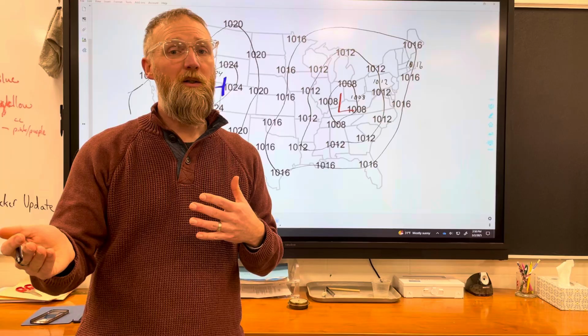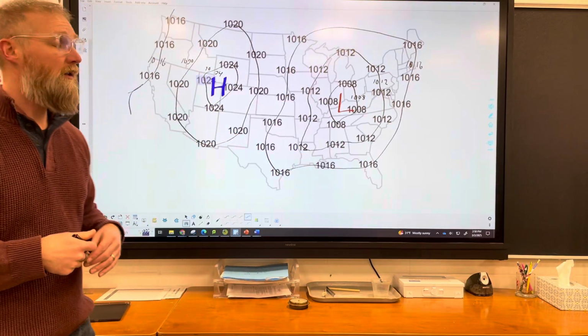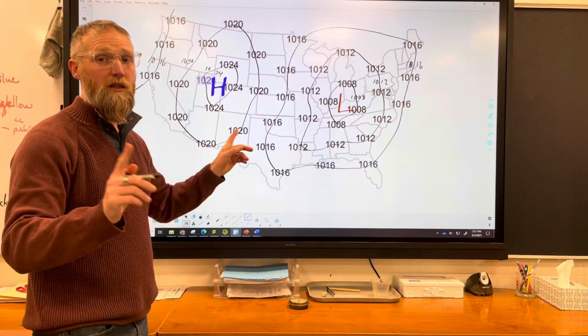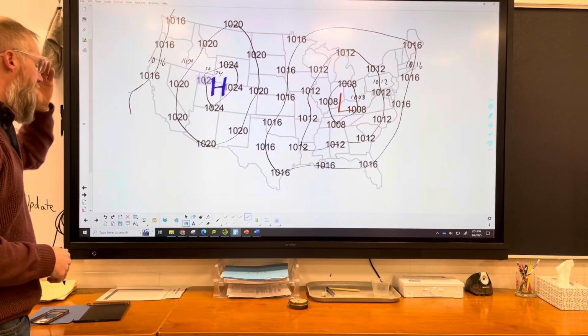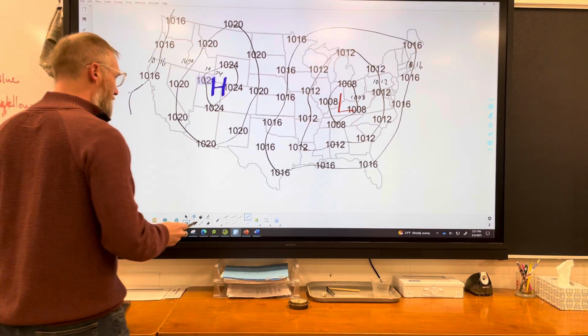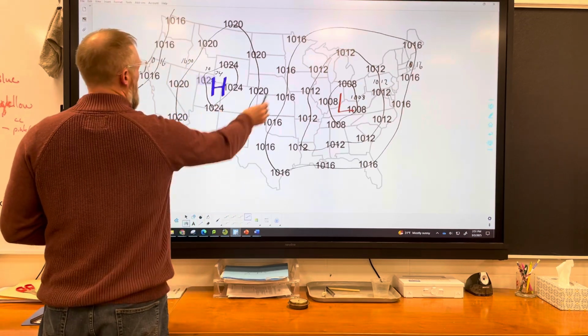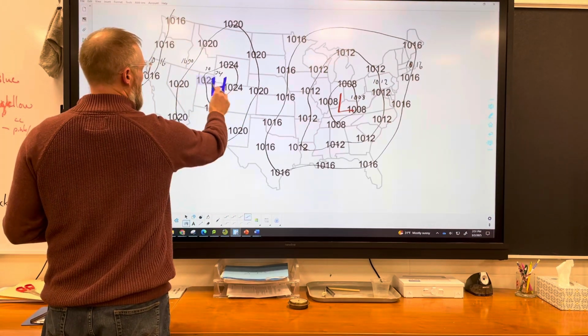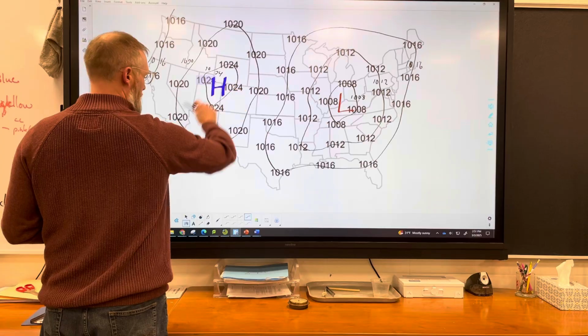L is red for warm and H is blue for cold, and that's going to be a connection that we're going to see with the air temperature. All right, now that we have that done, the next thing we're going to do is not color in everything, but just color in the largest area.